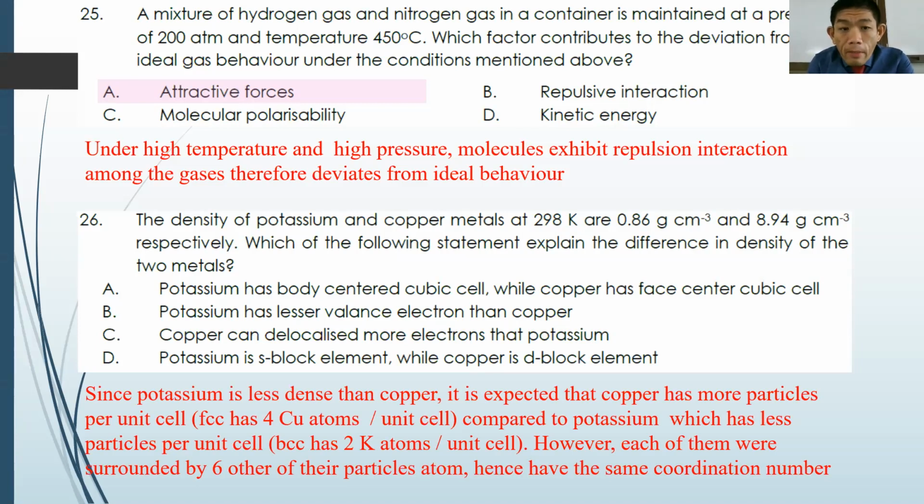In statement A, potassium has a body centered cubic structure, while copper has a face centered cubic structure. So body centered cubic has two particles per unit cell, while face centered cubic has 4 particles per unit cell. So this is the reason why potassium has a lower density compared to copper. Okay, so that is the best explanation why copper has a higher density compared to potassium. It is based on the number of particles per unit cell.